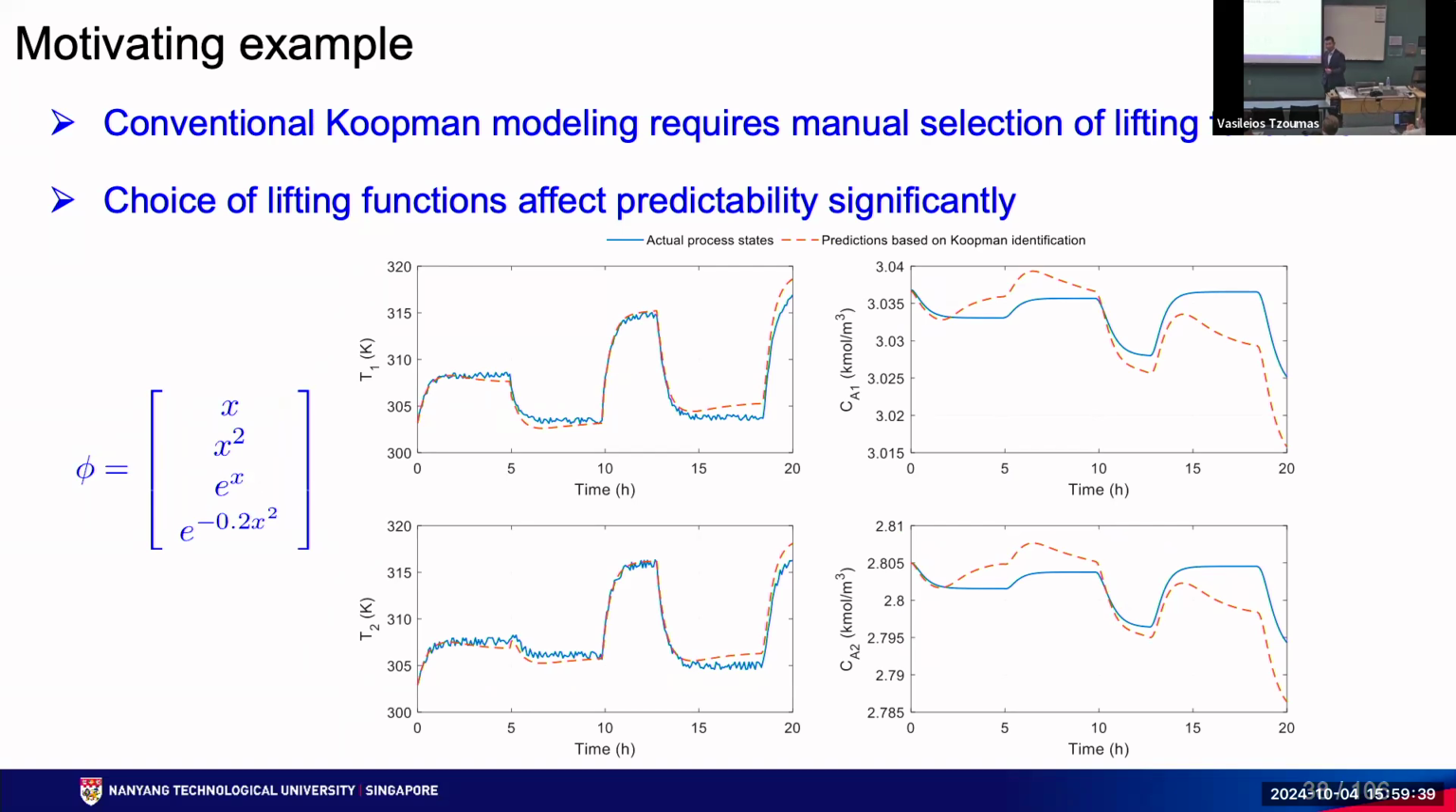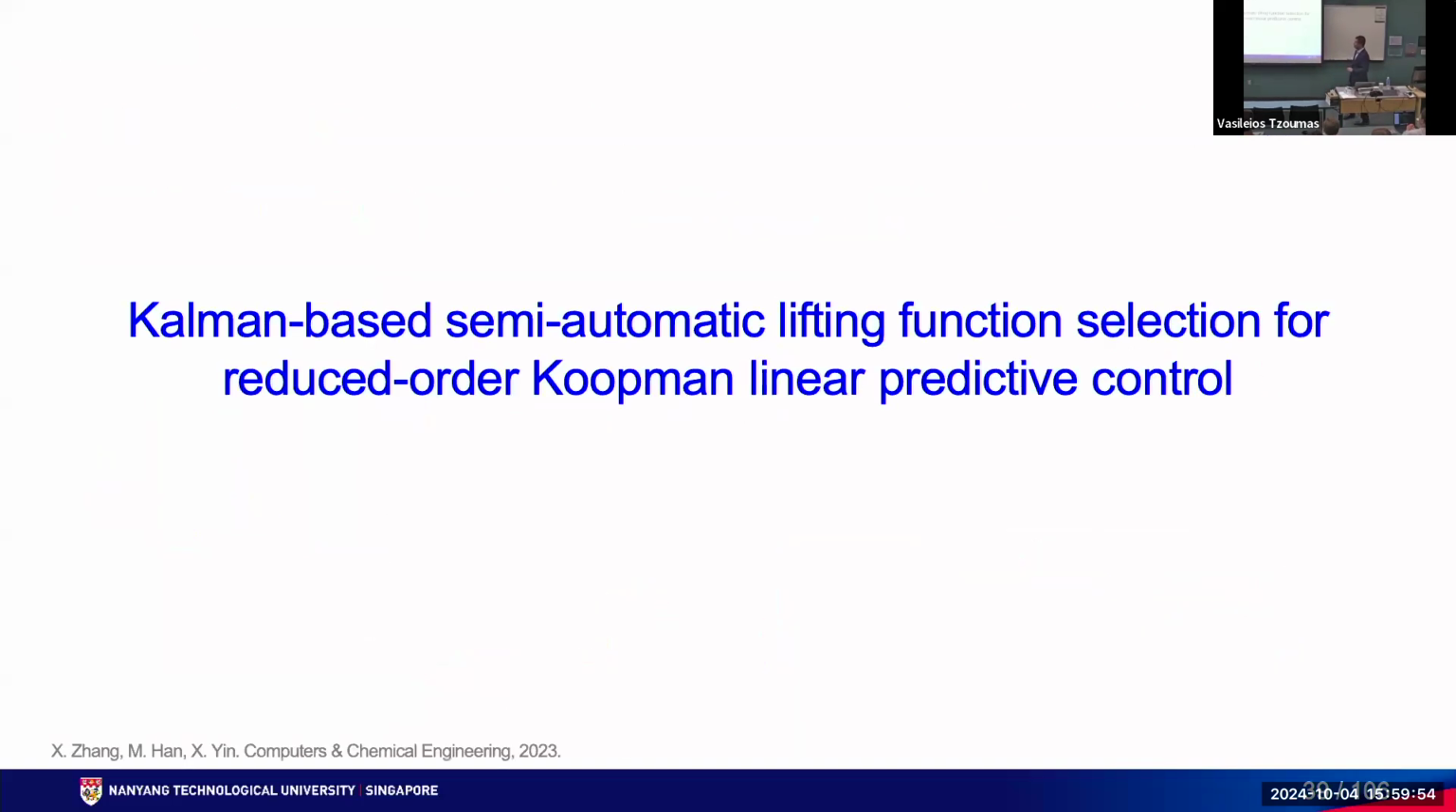Honestly, we don't know why, but we tested some other candidates. It even worsened the prediction result. So this was the original motivation for us to consider how to address the lifting function selection in a more systematic way. Okay, so next chapter, how we address automatic lifting function selection.